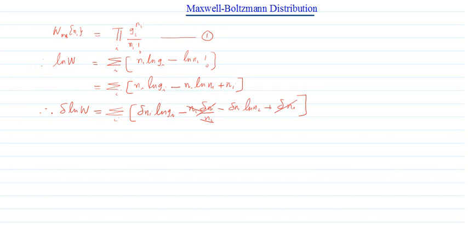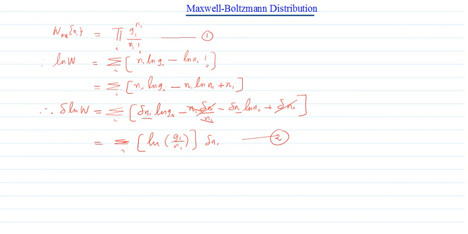So finally you are left with a simplification, that is the sum over i as usual. Then you can take delta Ni as a common term out of the two terms, so it will be of the log A minus B form. That will be log of Gi divided by Ni, whole multiplied by delta Ni. We call this equation number 2.